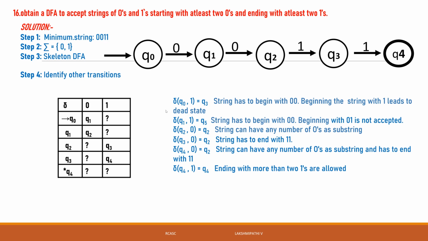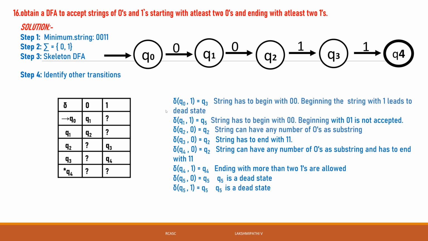Q0 of 1 is Q3. Sorry, Q0 of 1 is Q5. That is Q5. The string has to begin with 0 0, but a string beginning with 1 leads to the dead state. That's why we give it to the dead state. Then we consider the dead state transitions also. Q5 of 0 is Q5, because in any dead state, for any input symbol 0 or 1, it goes to itself only. That is the condition of the dead state. That's why Q5 of 0 is Q5 only.